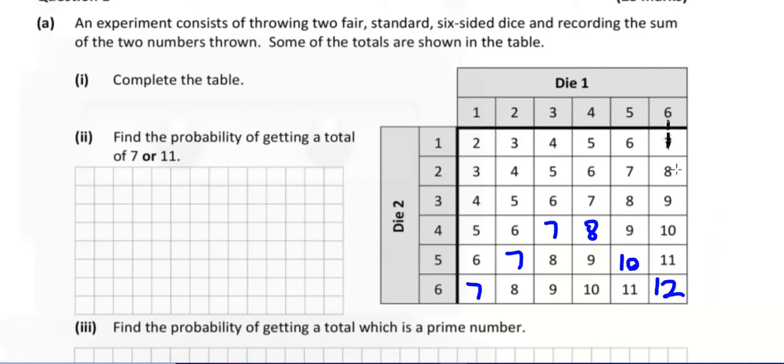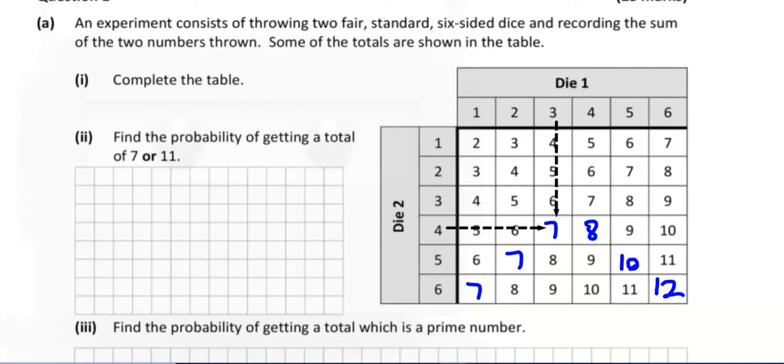So see this one here, the 12. It comes from a 6 and the other 6. Okay? And let's say the number 10 I did. That comes from a 5 and the other 5. Okay? And then the number 7 comes from the 4 mixed with a 3.